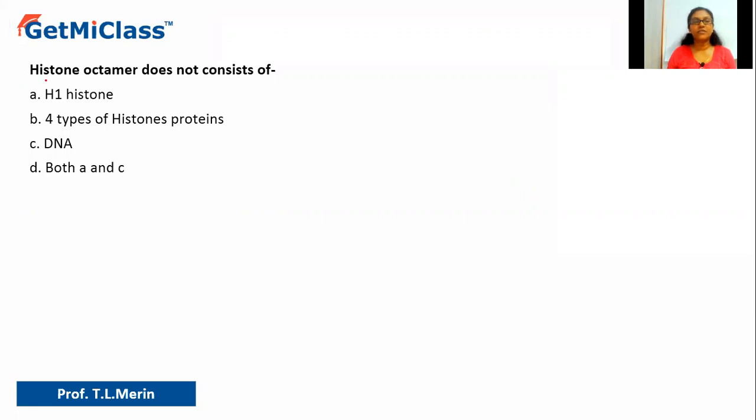So let's solve this question here. It says histone octamer does not consist of: option A, H1 histone; option B, 4 types of histone protein; option C, DNA; option D, both A and C. Now let us understand the question. It says histone octamer does not consist of. So what is not present or what is not a part of histone octamer?